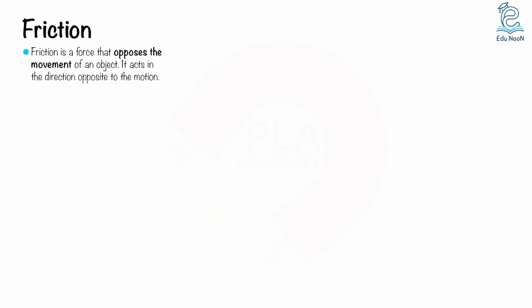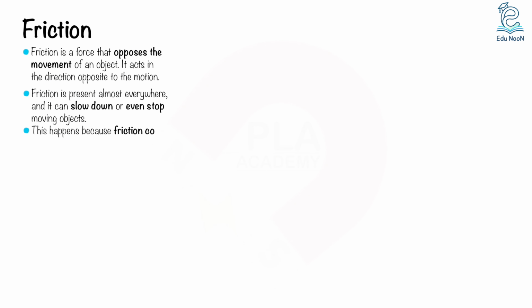Friction. Friction is a force that opposes the movement of an object. It acts in the direction opposite to the motion. Friction is present almost everywhere, and it can slow down or even stop moving objects. This happens because friction converts kinetic energy into thermal energy. If there's no force propelling an object forward, friction will eventually slow it down to a complete stop.